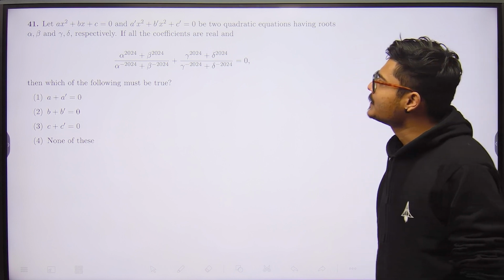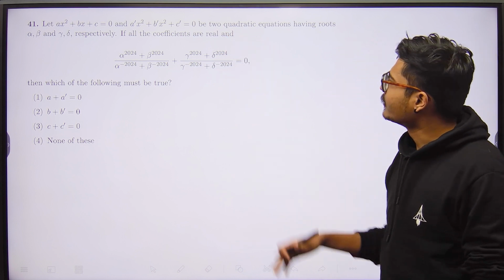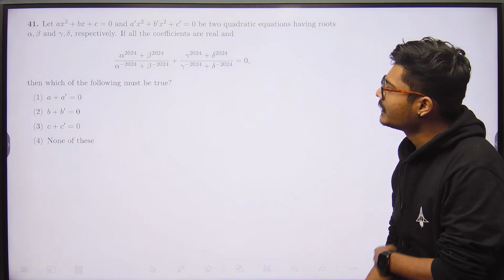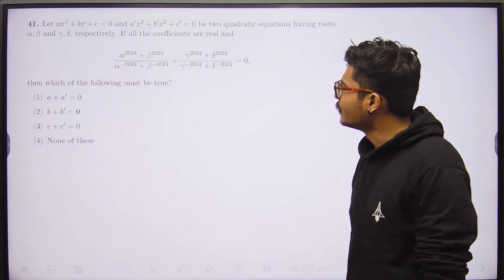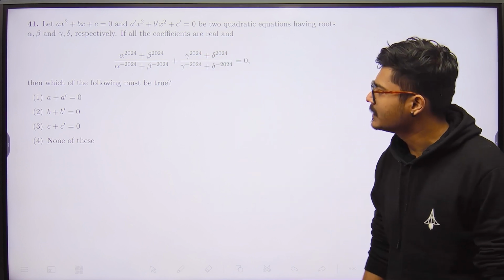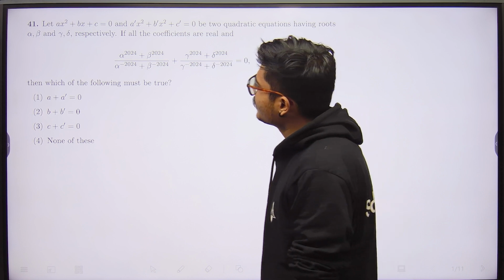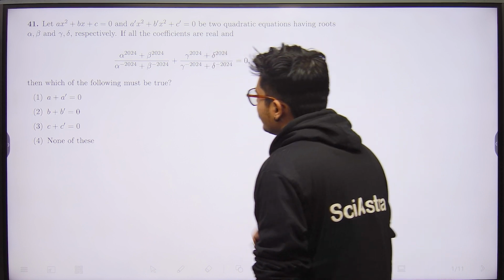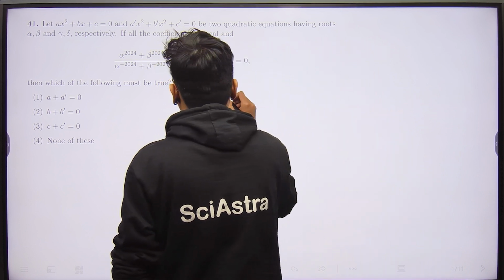Let ax squared plus bx plus c equal to 0 and this other quadratic be two quadratic equations having roots alpha, beta and gamma, delta respectively. If all the coefficients are real and this condition is given to you, then which of the following statements must be true?